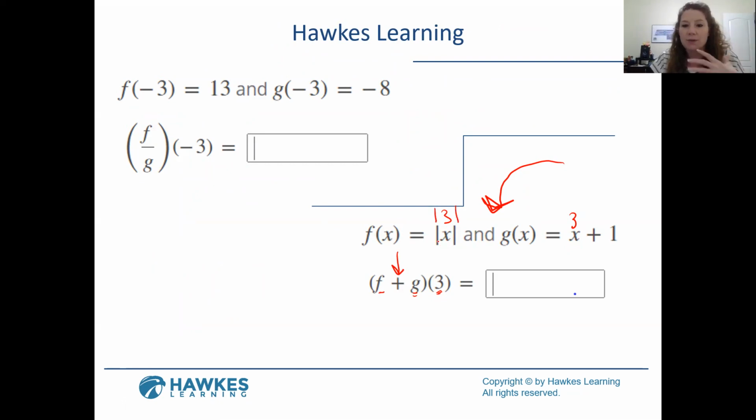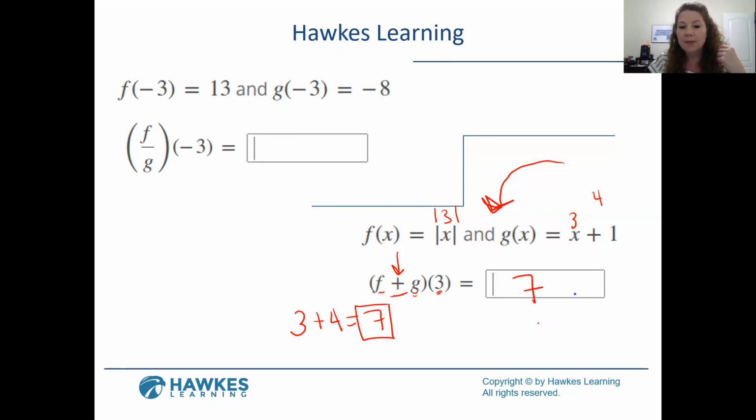Absolute value is always positive, so the absolute value of 3 is 3. So that's the function of X equals 3. And then here we have X, 3 plus 1 is 4. And then finally we're going to add F plus G, and the final answer is 7.